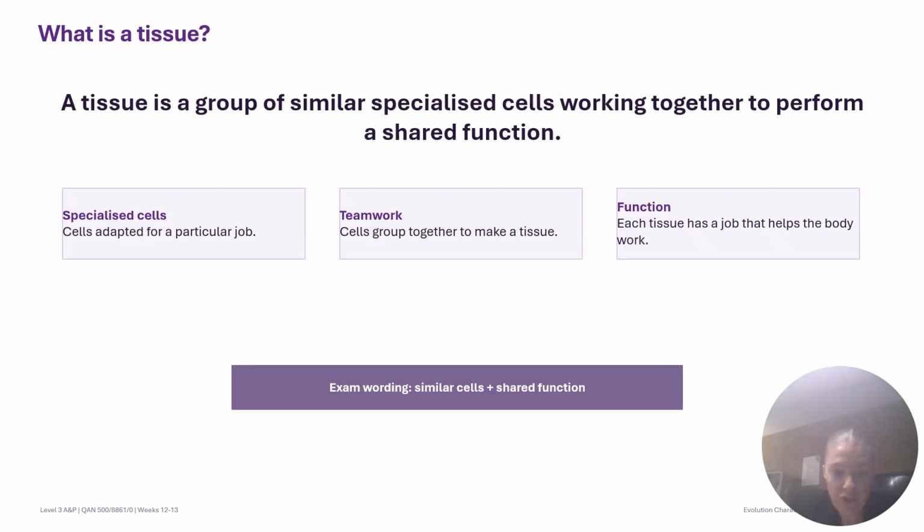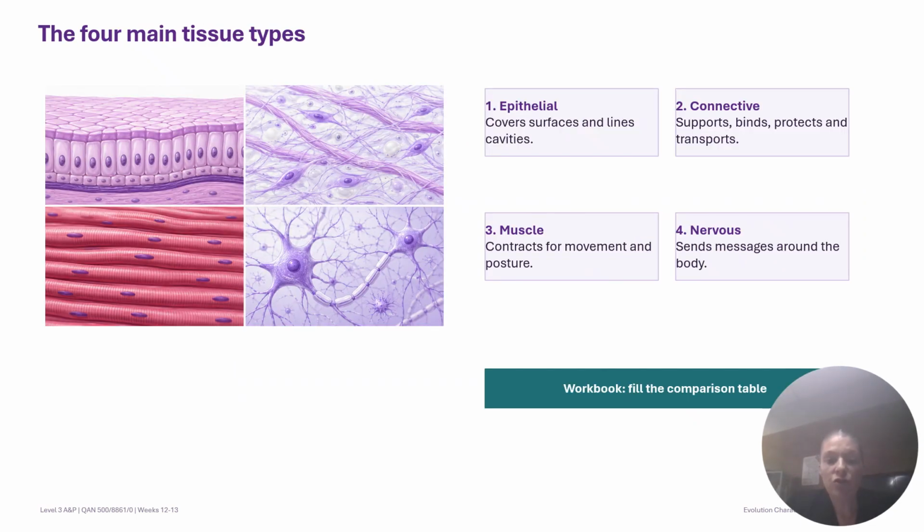So we have these specialized cells, they then work as a team, and then we have the function. So our four main tissue types: epithelial, connective, muscular or muscle, and nervous. They all play a lot of parts within the functions of how the tissue develops and what that does in what we feel, how they react to every single day life.